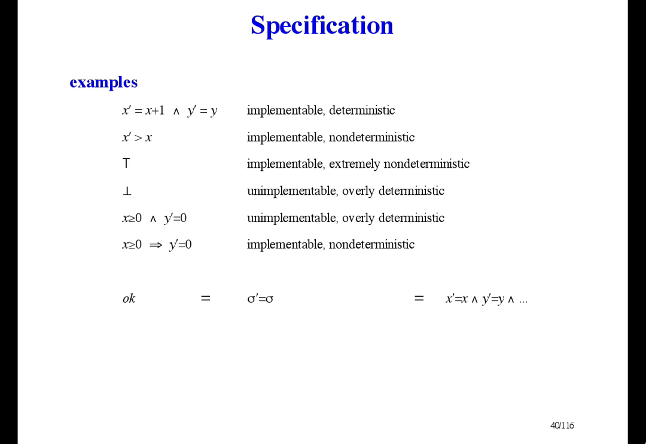The other useful notation is assignment. X is assigned E, or x gets E, or set x to E, where x is a state variable and E is any expression. For example, x gets x plus 1. Notice that the assignment symbol is colon equals, not just equals.